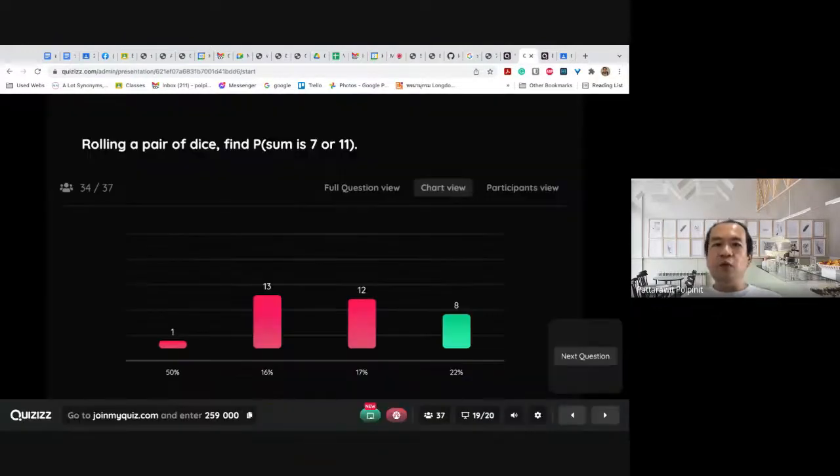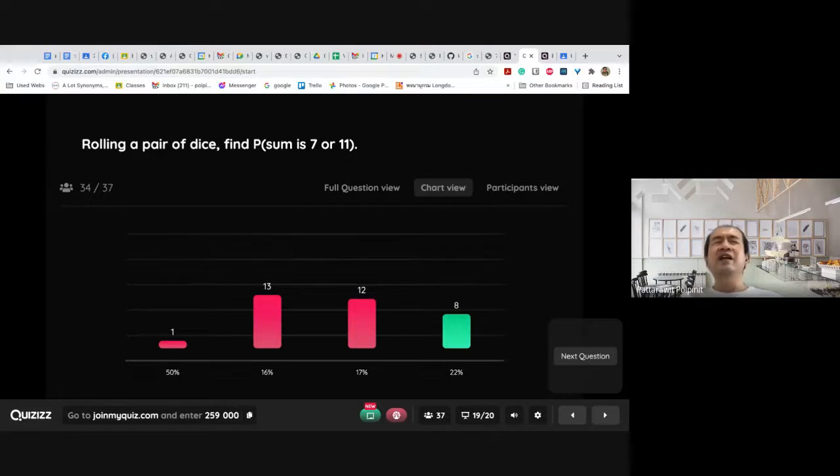So again, this one, you roll 2 dice, okay? You want to find the probability that the sum of both dice is 7 or 11, okay? So for 7, if the first one is 1, the second one has to be 6, right? If the first one is 2, the second one has to be 5. So 1, 6, 2, 5, 3, 4, 4, 3, 5, 2, and then 6, 1. So you have 6. What about 11?